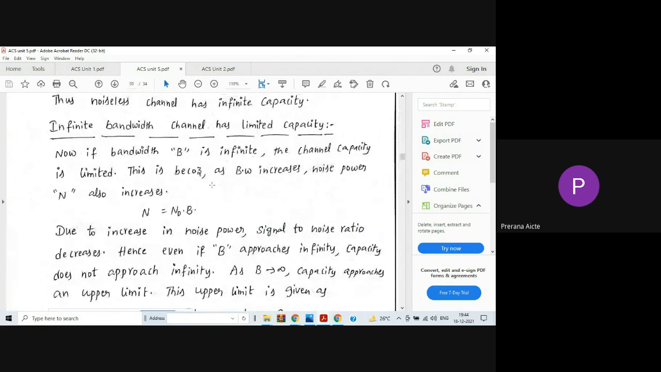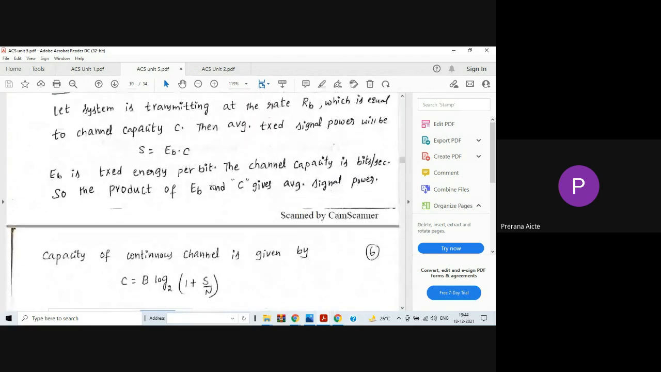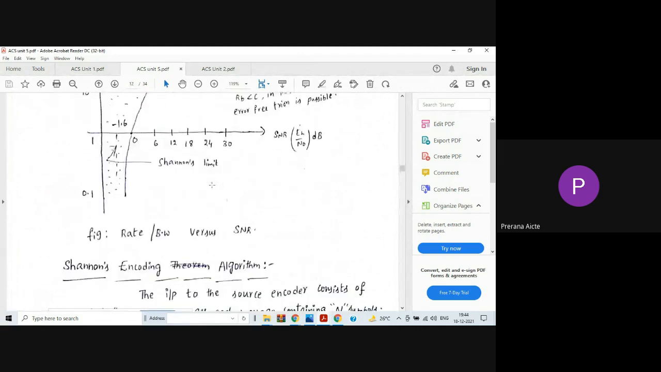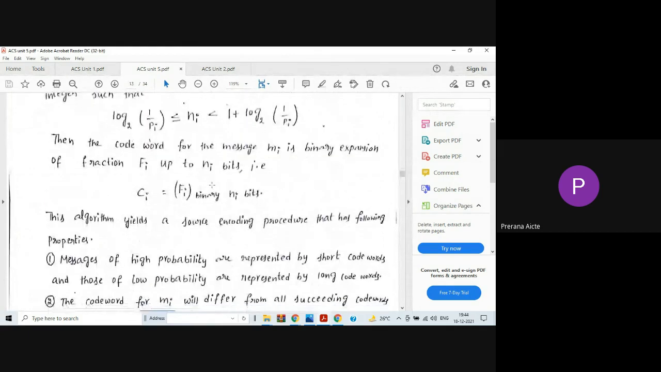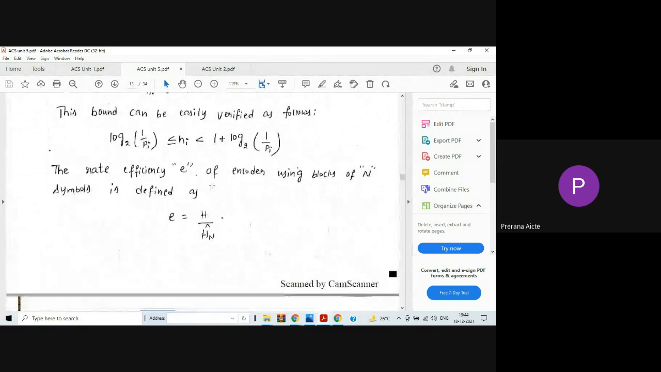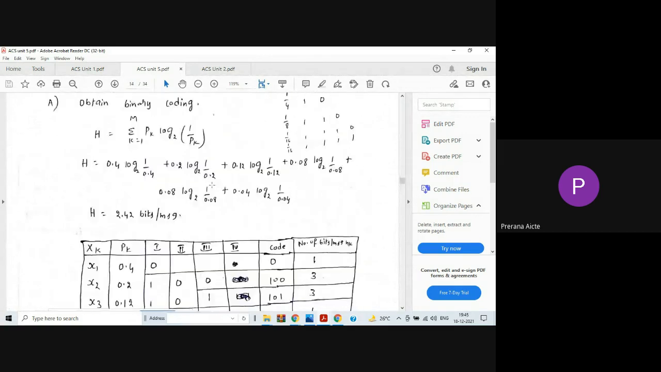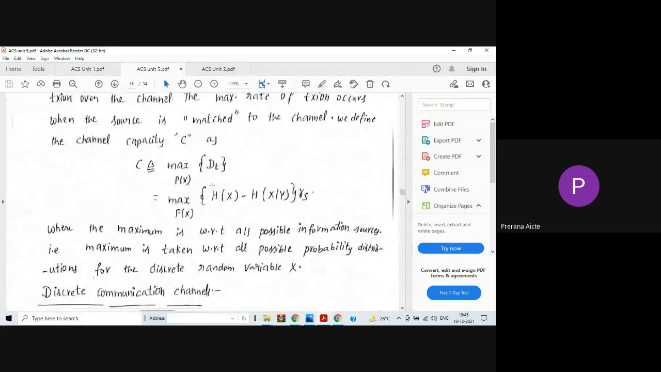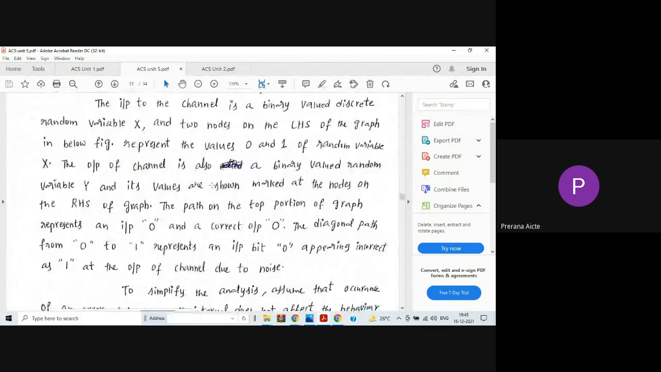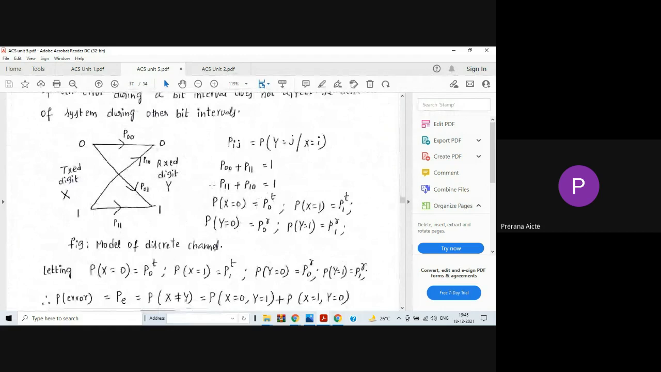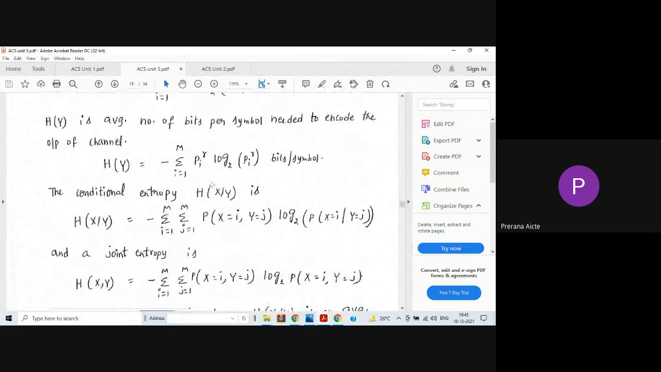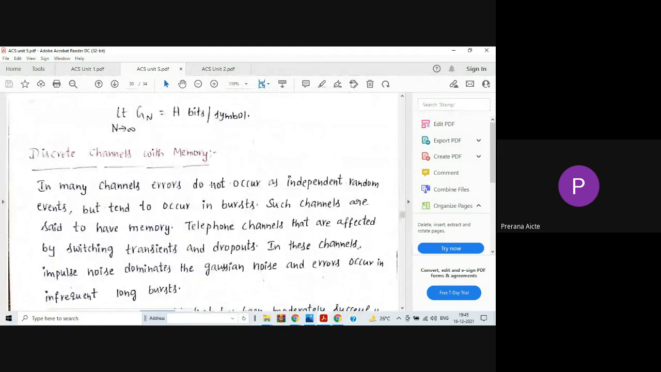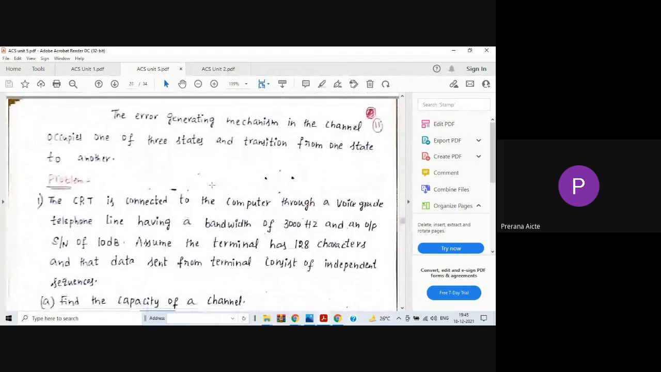See how they ask the problem for that. We'll see a small problem to get a clear idea. They will give you the value of bandwidth as well as signal power. Then we have to find the channel capacity, simply C equal to B into log of 1 plus S by N.